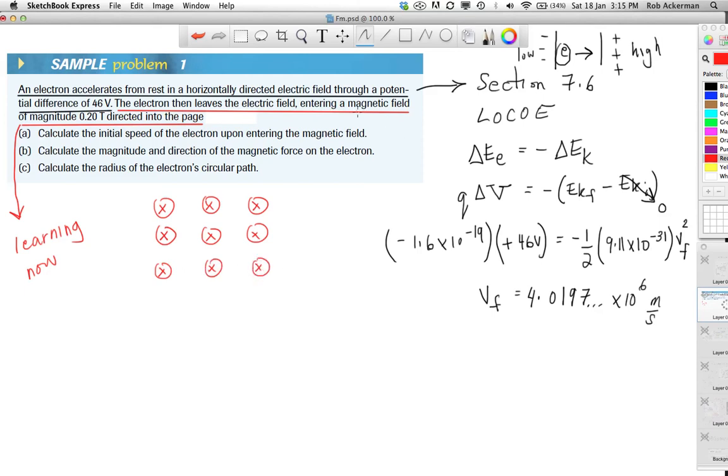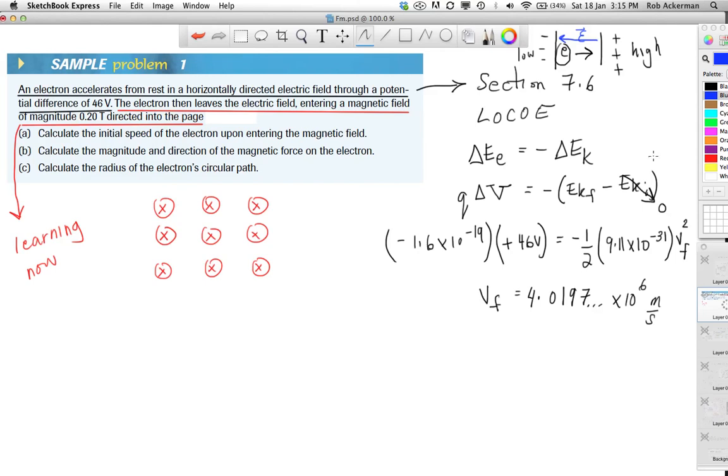Now, because the electric field was directed horizontally, my diagram up here did reflect that. Remember, the electric field is defined as the direction of force per unit charge on a positive test charge. So the electric field is actually directed to the left here. That would be the fancy E symbol. Because the electron was negative, it went to the right.